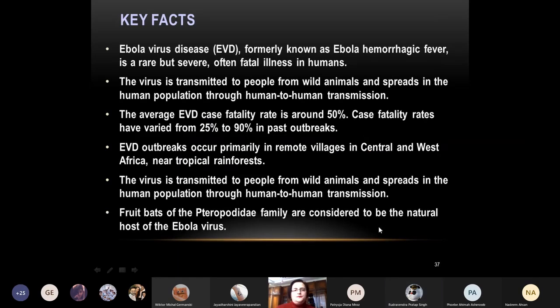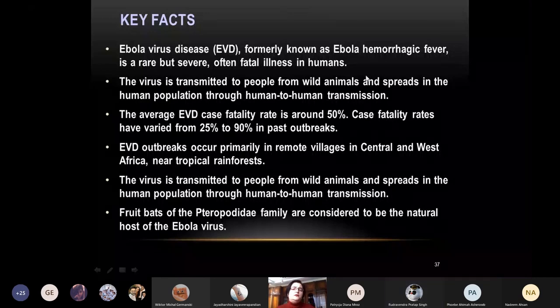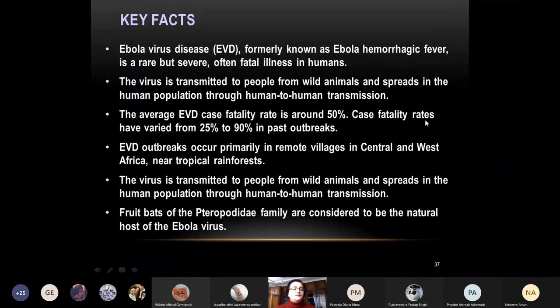Key facts. Ebola virus disease, formerly known as Ebola hemorrhagic fever, is a rare but severe, often fatal illness in humans. Sometimes rare, sometimes not. The virus is transmitted to people from wild animals and spreads in the human population through human-to-human transmission. The average Ebola virus disease case fatality rate is around 50%. Case fatality rates have varied from 25 to 90% in past outbreaks.